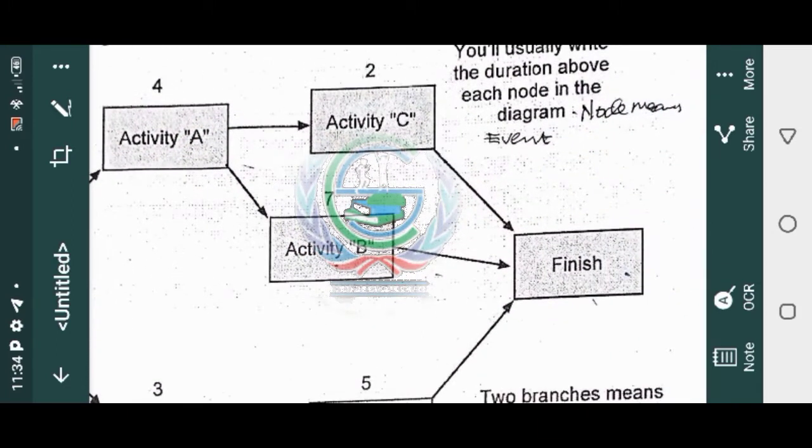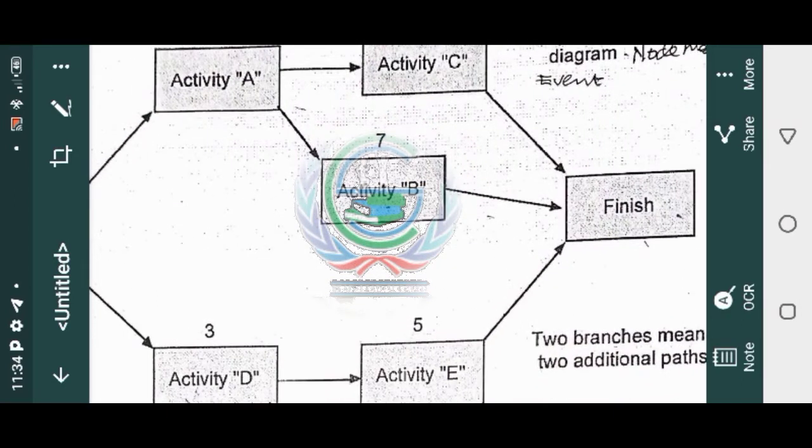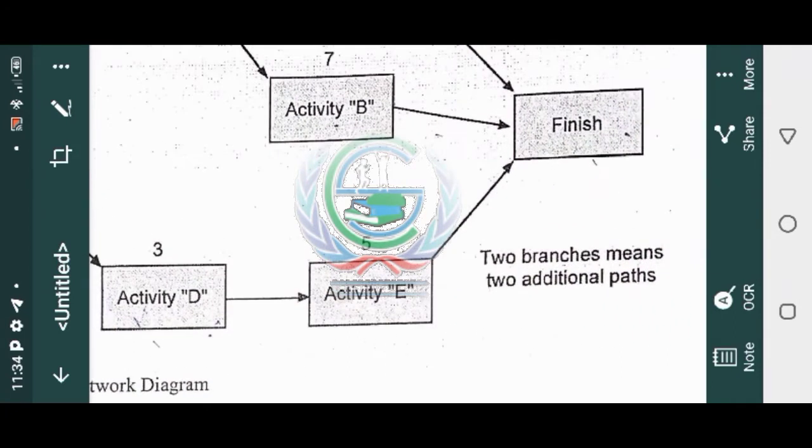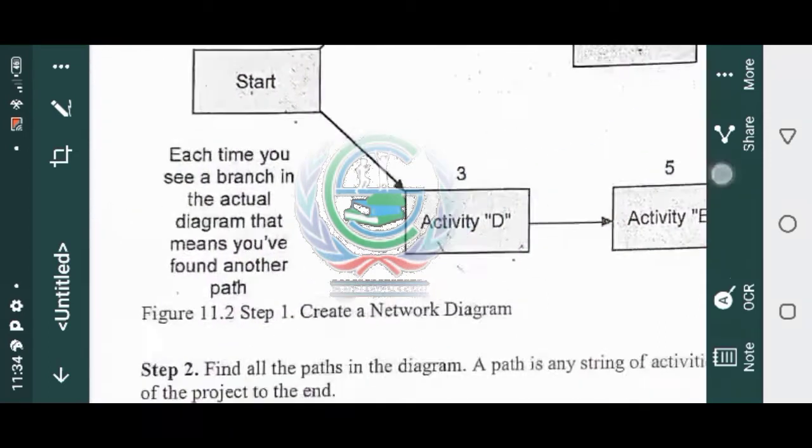So something like we have C to finish, B to finish. But don't forget, B and C are not on the same line. B is on a different line from C, but they are not dependent on each other. That means this can be running while this one is also running through to the end. Now look here, but this activity here depends on activity D. So without finishing activity D, there's no way I can achieve activity E. So two branches means two additional paths.